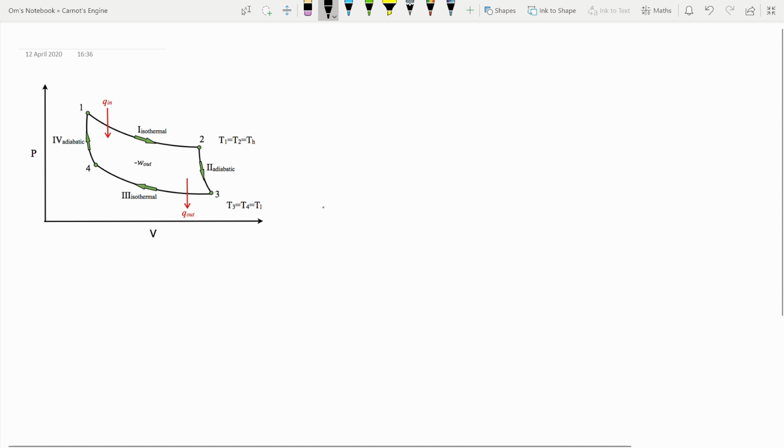So let's get back to what this video is actually about. This video will be discussing the Carnot engine. This here is a PV diagram representing the process that a Carnot engine consists of.